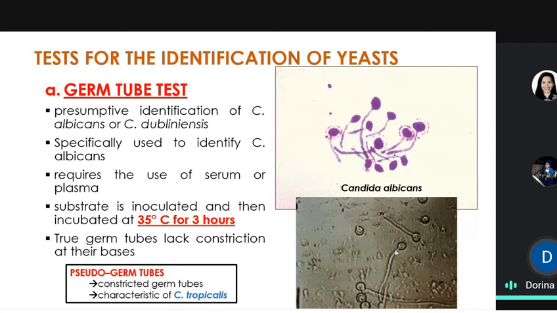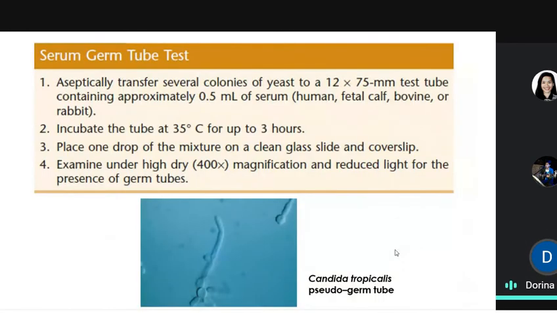Okay, so how do you do this? The germ tube is a presumptive identification of Candida albicans or also of Candida dubliniensis. But it is more specifically used for Candida albicans, since that is the one usually identified. What do we need for the germ tube test? You need the use of serum or plasma. If you don't have this, expired plasma from the blood bank can usually be used. Then it is inoculated and incubated, and then you check for the formation of your germ tube.